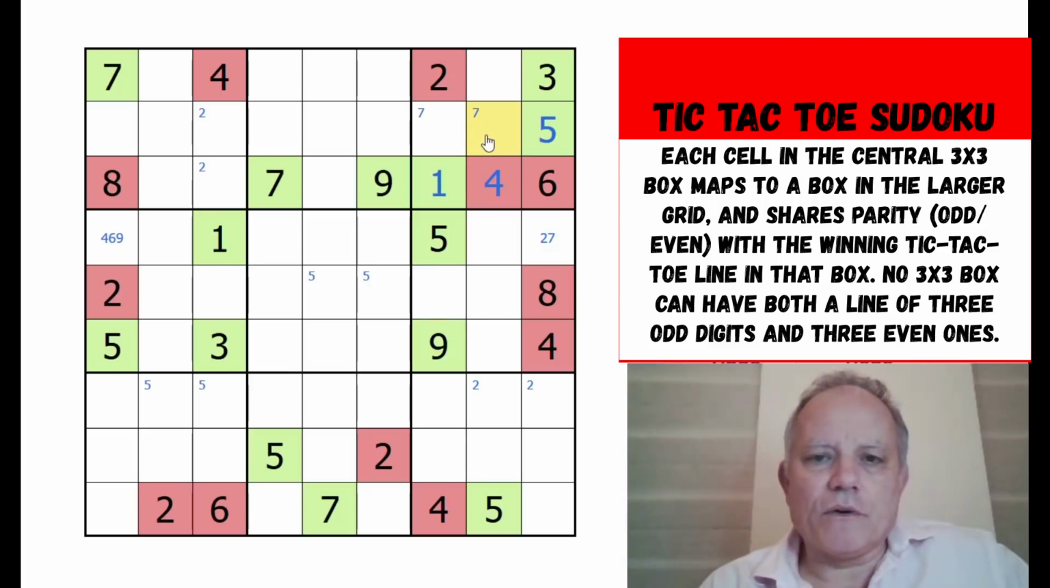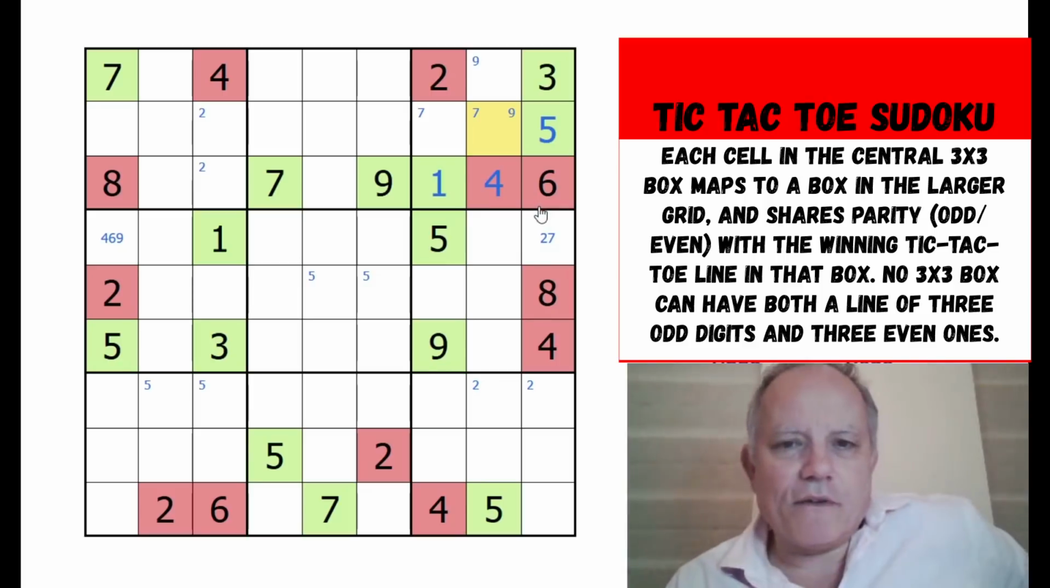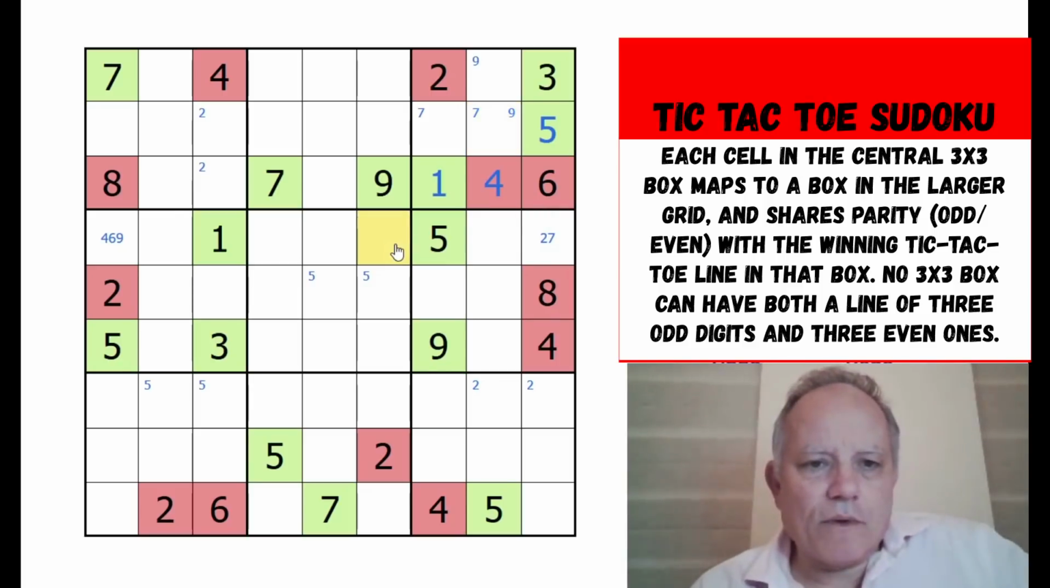It could be 7 or 9. Actually, 9's restricted to those two. And if it was 7 or 9, we've got a diagonal win for odds. And if it's an 8, we've got a diagonal win for evens. And that will determine whether this one is even or odd. So that's certainly interesting. This could be even and provide an even winning line.